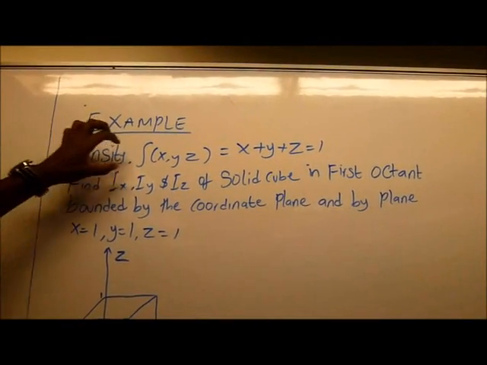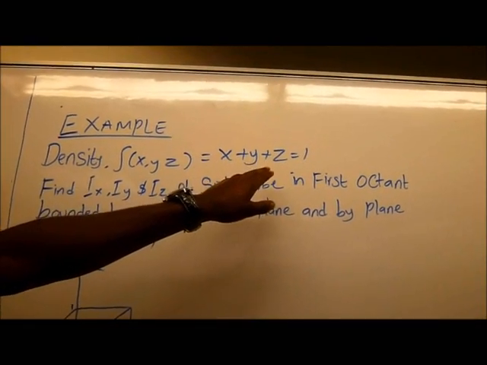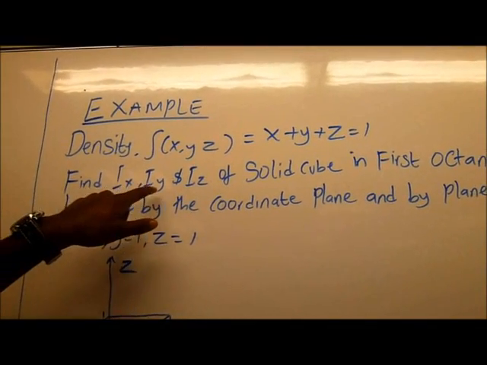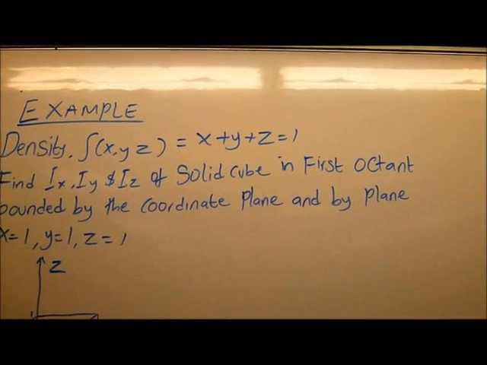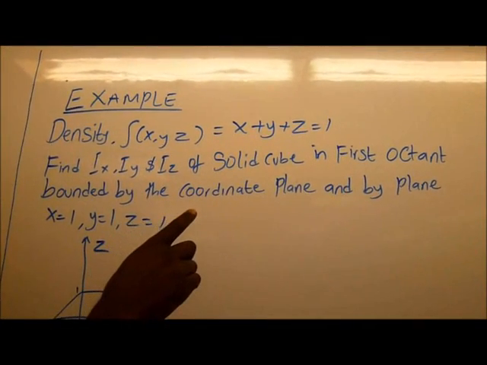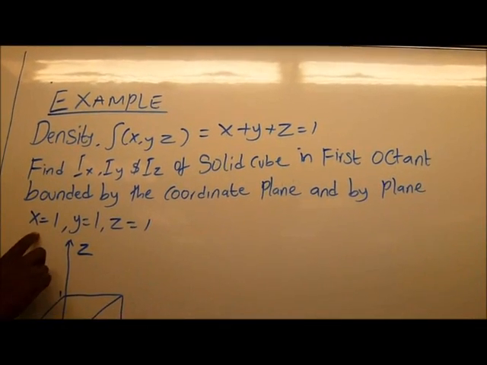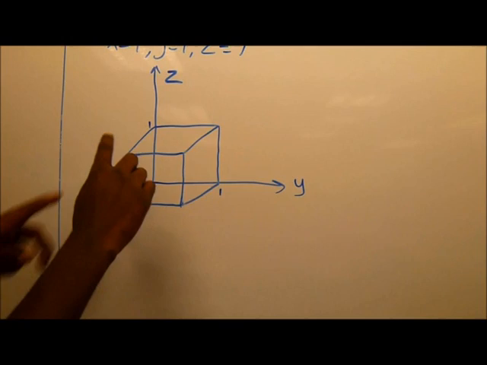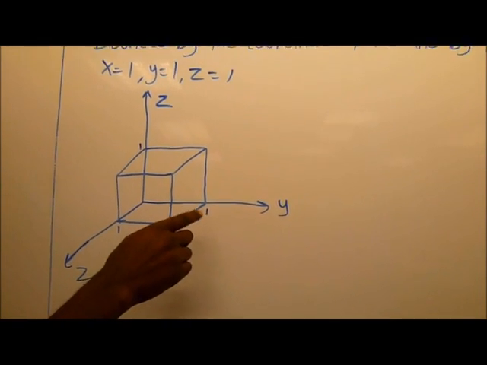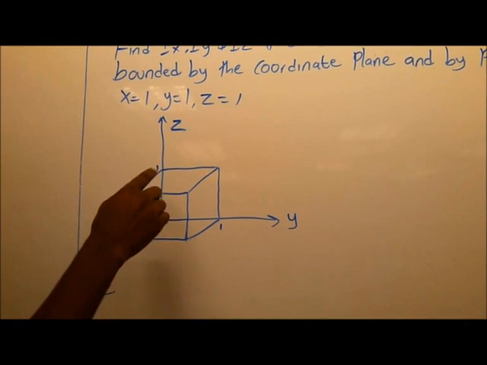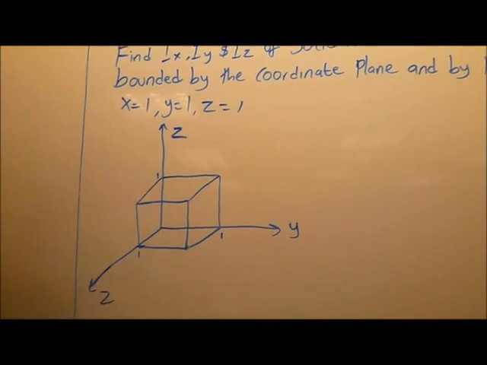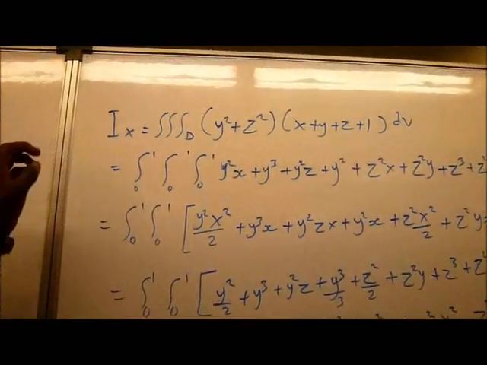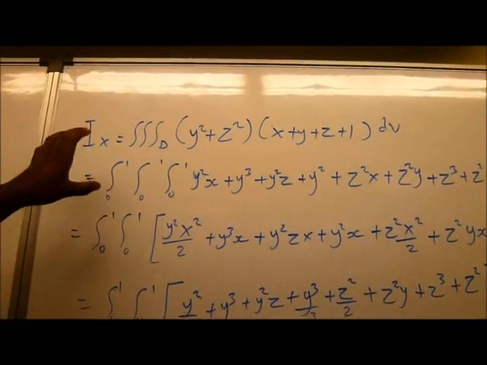We are given the density function x plus y plus z, and we are told to find the inertia with respect to x, y, and z of a solid cube in the first octant bounded by the coordinate planes and by x equals 1, y equals 1, and z equals 1. So the cube will be in this shape. x will be 1, y will be 1, and z will be 1. When we are told to find the inertia with respect to x, we take the formula.